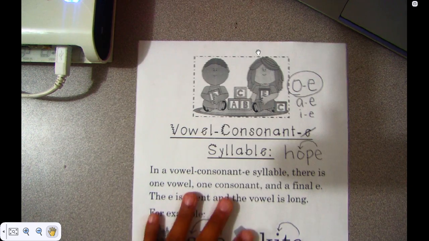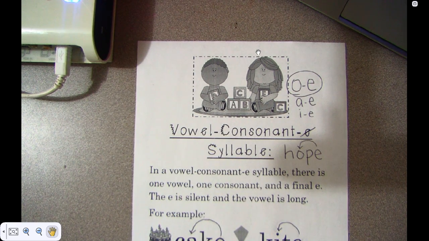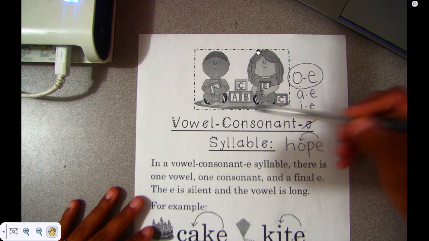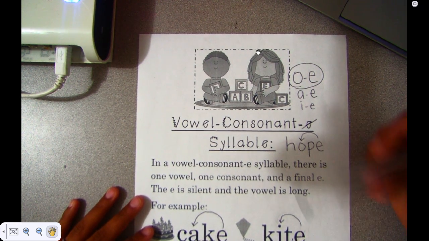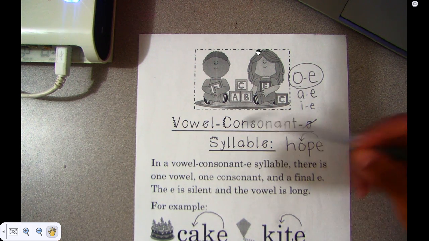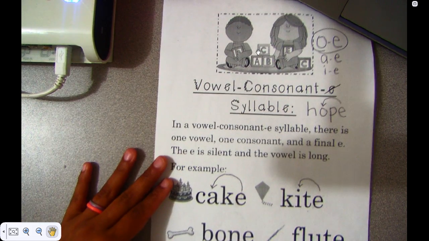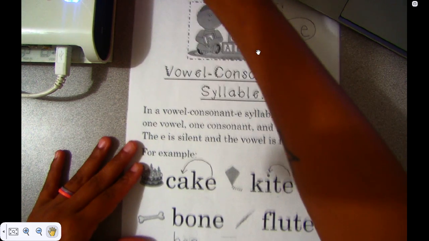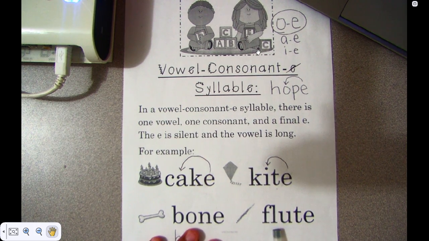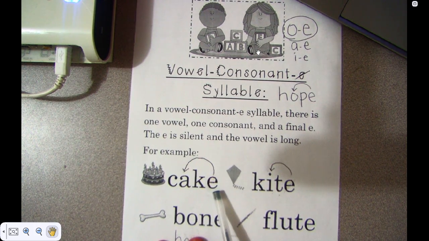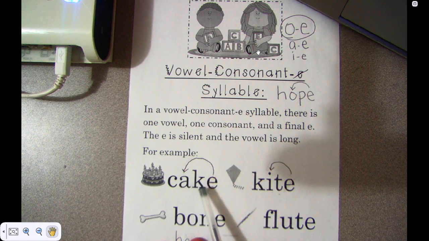Hey guys, if you're joining me, we are going to be going over some reading word pattern skills and a comprehension skill today. We're still practicing that vowel consonant E pattern. And we have learned in vowel consonant E words such as cake, kite, bone, and the word flute. We get the E jumping over the consonant and making the vowel say the long sound.